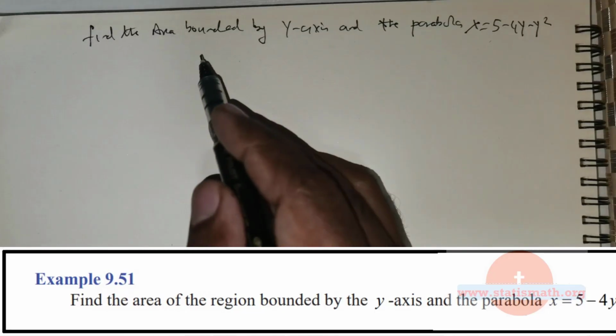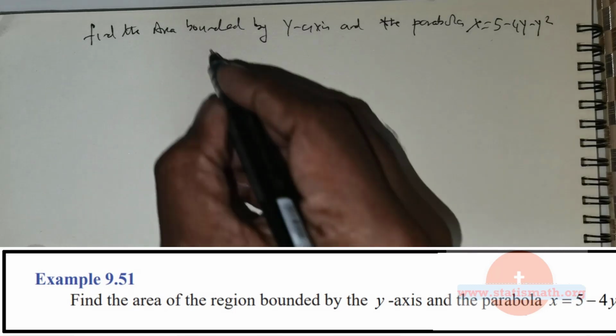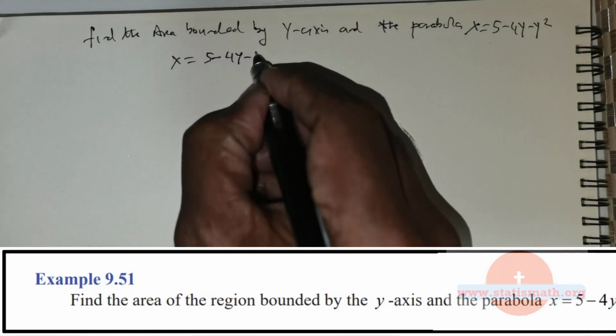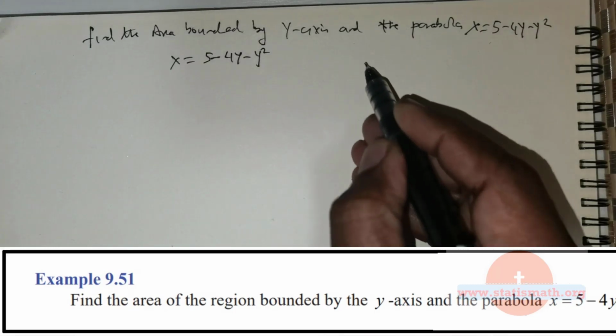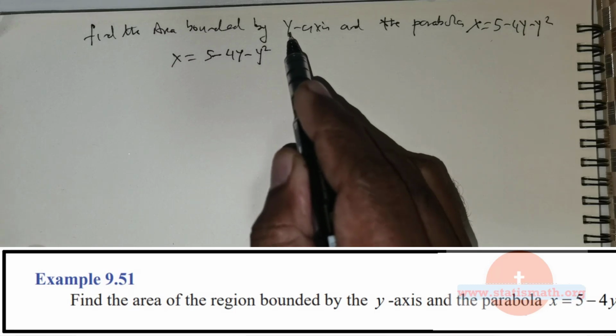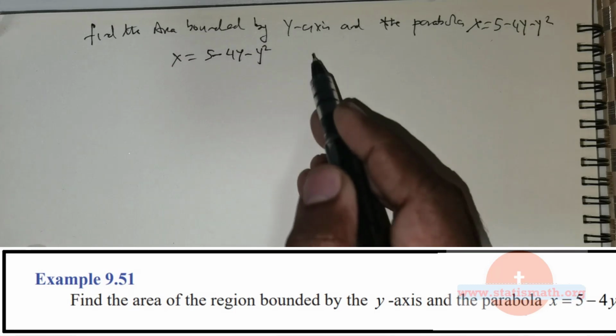Students, you are given this question. Find the area bounded by the y-axis and the parabola x = 5 - 4y - y². Usually we do the questions with reference to the x-axis changing, but here they say the y-axis is changing.